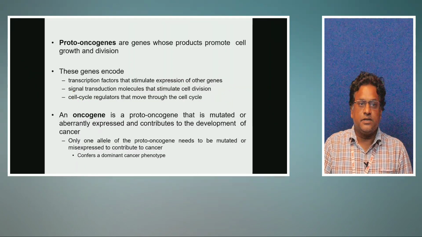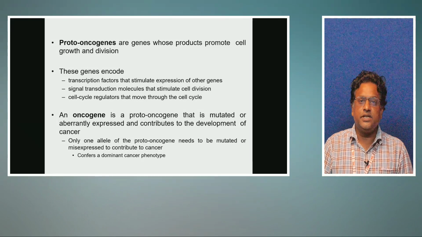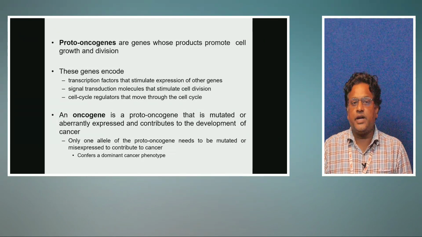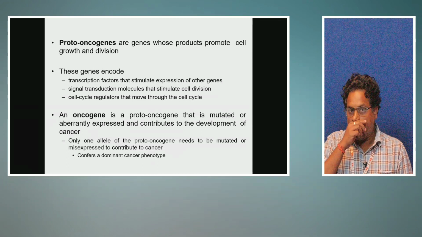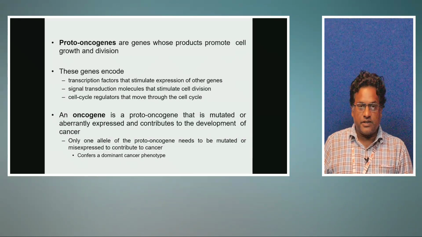Let's come to the important topic of molecular biology, which is proto-oncogenes and tumor suppressor genes in cancer cells. So, what are proto-oncogenes? Those are genes whose products promote cell growth and division. They are not generally oncogenic, but once a proto-oncogene has been mutated, that becomes a problematic gene, an oncogene.